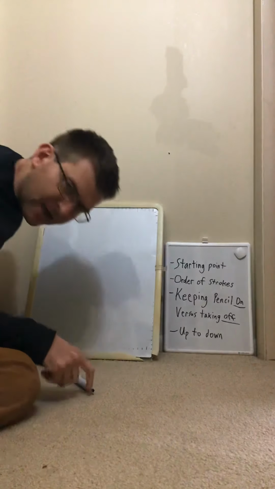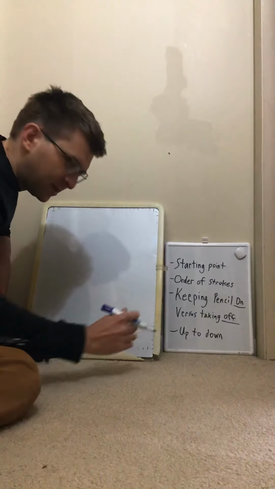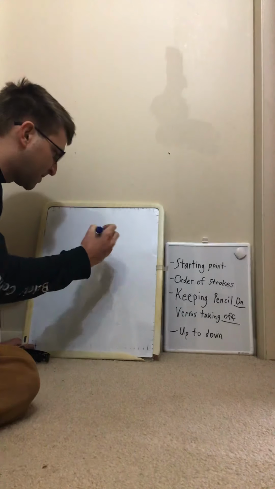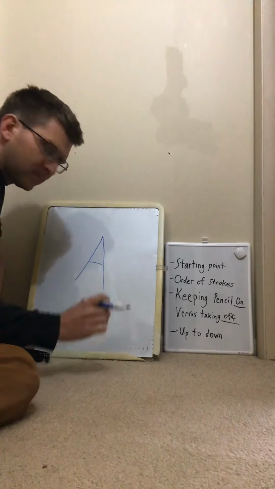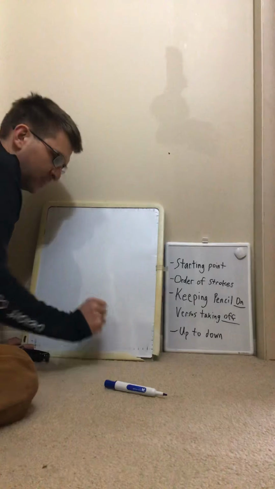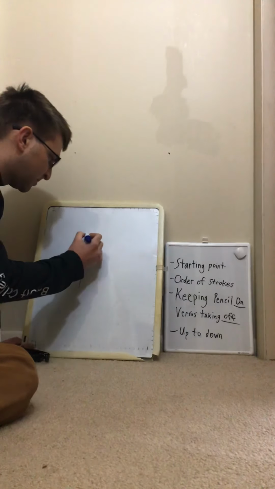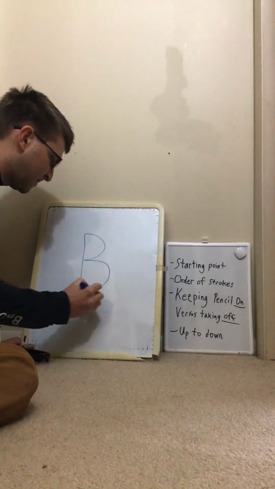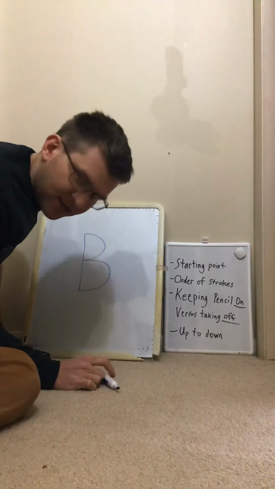There's keeping the pencil on versus taking it off. For A, you take it off a lot, many times. So A is 1, take off, 2, take off, 3, all done. B is only 2. So B, 1, take off, 2, keep on, keep on. That's what I mean by keeping the pencil on versus taking it off.